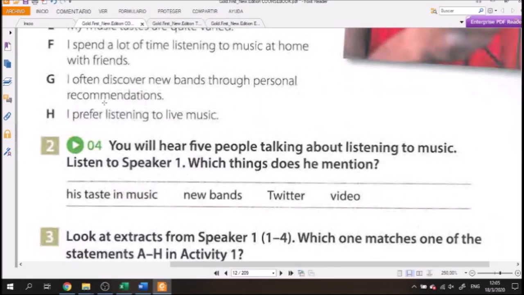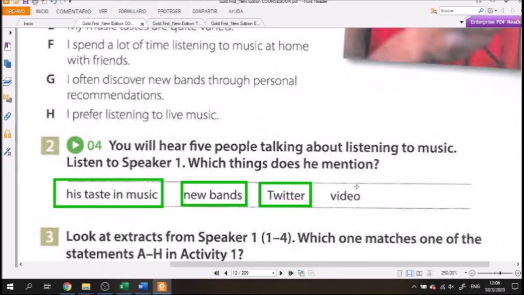Okay, let's move on then. Tell me in the chat which of these topics the speaker mentions. Does the speaker mention his taste in music? Yes, he does. What about new bands? Yes, he does too. Does he mention Twitter? Yes, of course. And what about video? Yes or no? No, he doesn't mention videos.